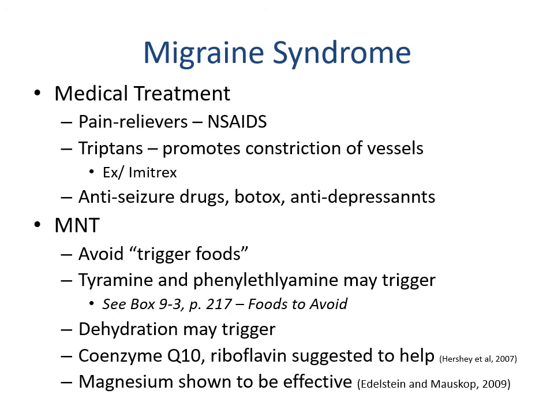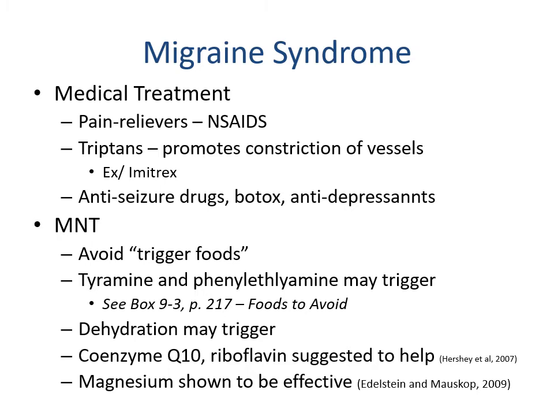So the treatments: pain relievers and NSAIDs, things like Excedrin Migraine, and triptans, which promote constriction of blood vessels, like Imitrex. What you'll notice is that this is why pain-relieving NSAIDs will usually contain caffeine when they're targeting the migraine population. It's a similar effect but much less significant compared to the triptans. There are also anti-seizure drugs, Botox, and antidepressants depending on the source of the migraines. From a nutrition standpoint, we want to avoid the trigger foods.